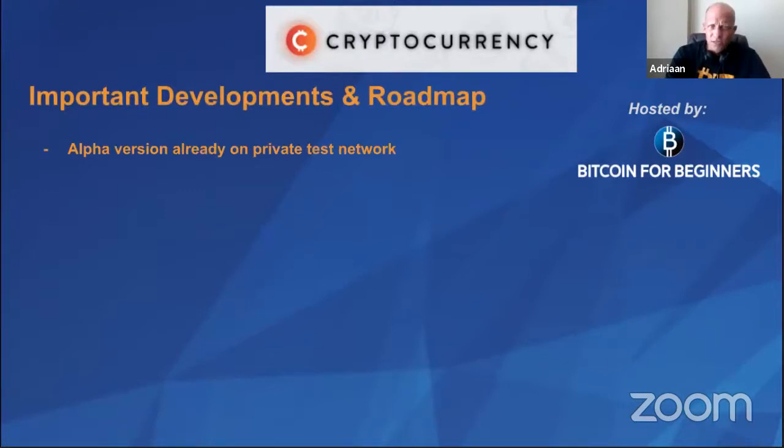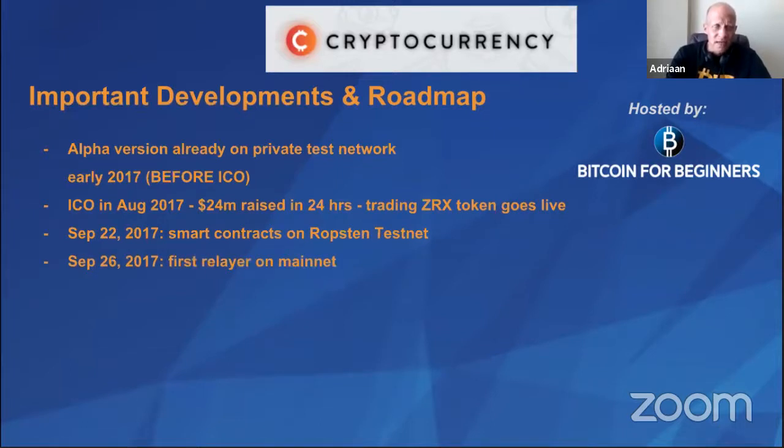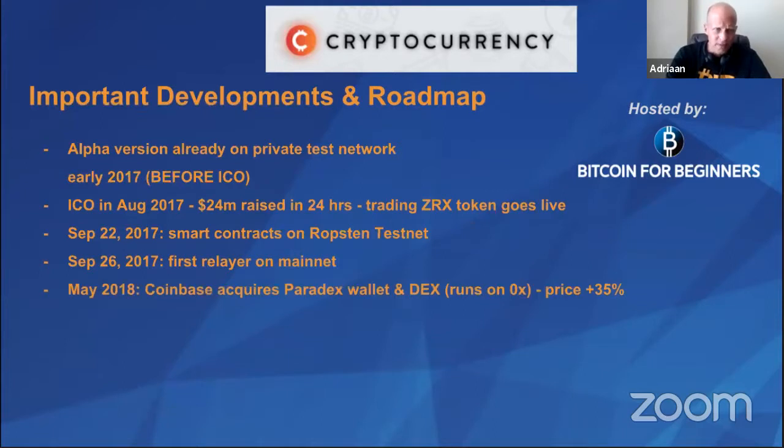Important developments and roadmap. They already had an alpha version on private testnet in early 2017, which was before the ICO. In August, they had their ICO, and trading of the 0x token went live then as well. On September 22, 2017, the first smart contracts were released on Ropsten testnet, and 4 days later, the first relayer went live on mainnet.